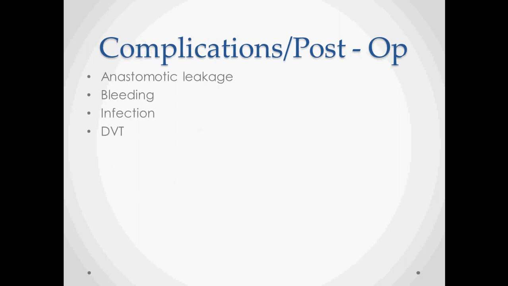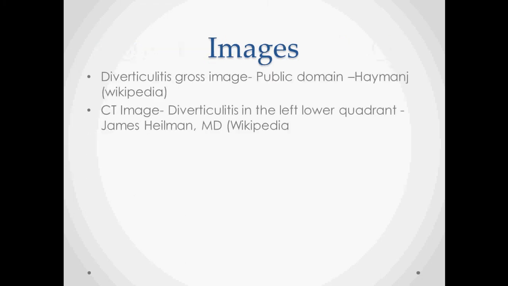After the operation, you want to check for any leakage, or just monitor for leakage, which can be seen with white blood count going up, or the patient can get really sick. Bleeding, you want to monitor your hemoglobin and hematocrit levels. Infection, again, watch your white blood count, and just make sure that, especially since a lot of these are hospitalized patients, you're always looking for deep venous thrombosis.